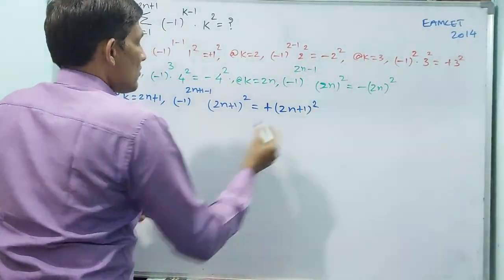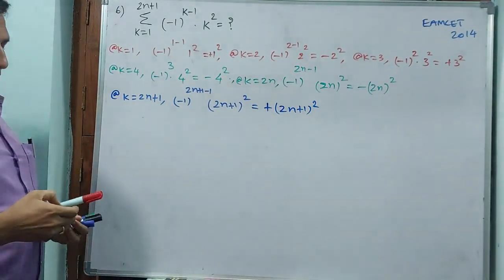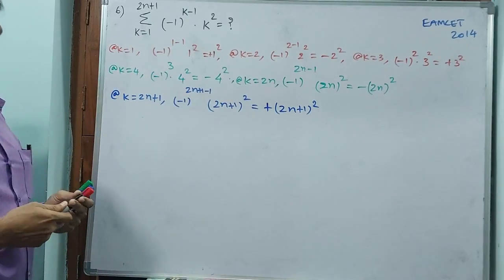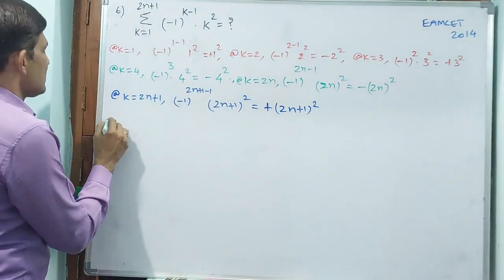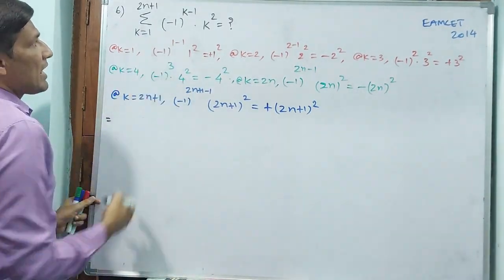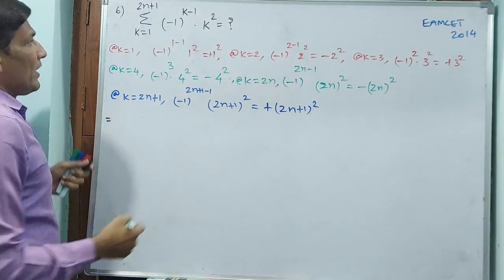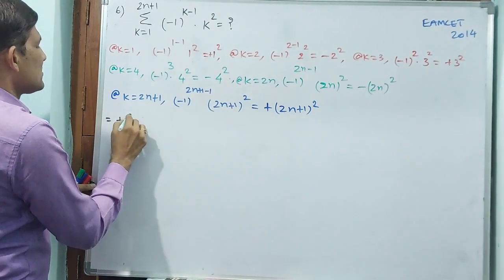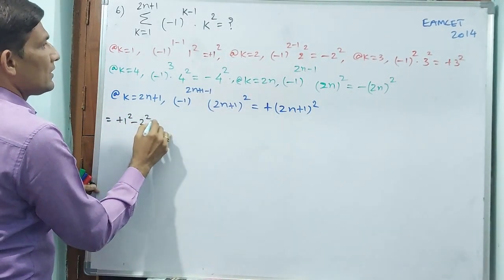Okay. Now put it in one series. Why? Because sigma means we have to add. You see what I am writing? That is equal to sigma, I am writing: plus 1 square minus 2 square.